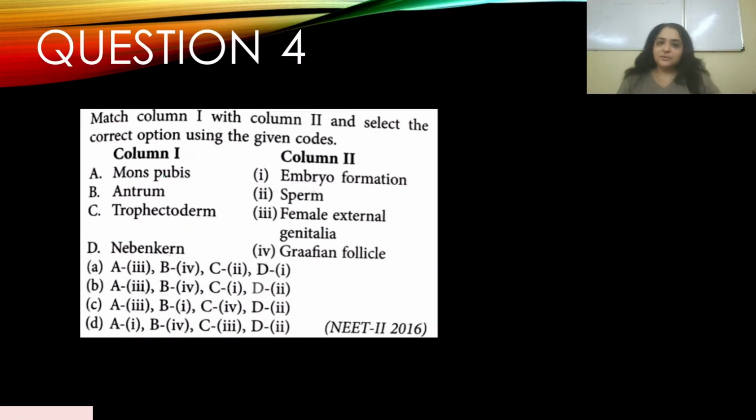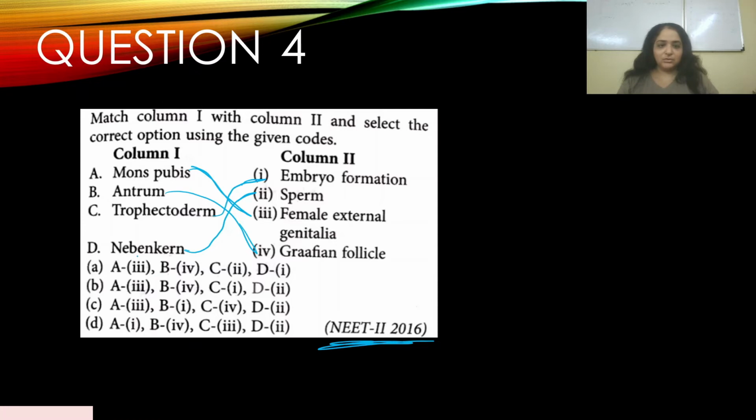Okay, so question number 4. Match column 1 with column 2 and select the correct option using the given codes. This appeared in NEET 2016. Mons pubis is female external genitalia. Antrum forms a part of the Graafian follicle. Trophoectoderm is part of the embryo formation. Nebenkern is the mitochondria of the sperm, the fusion of mitochondria in sperm.